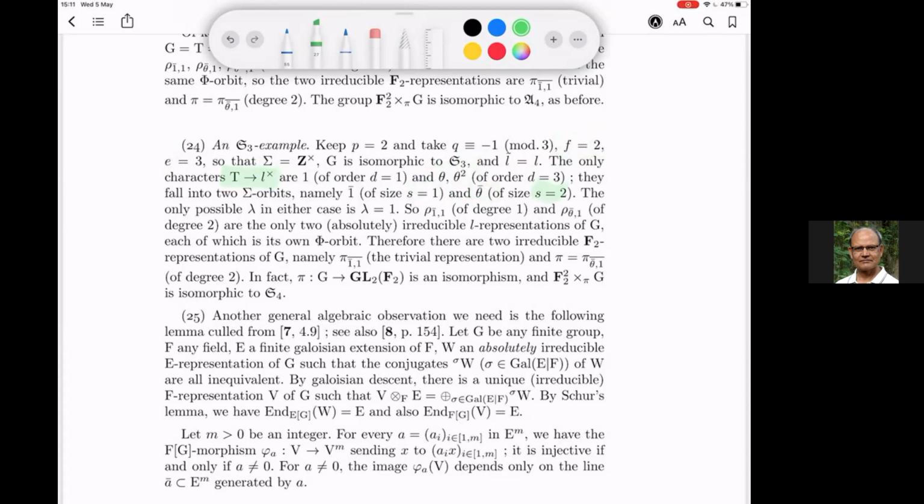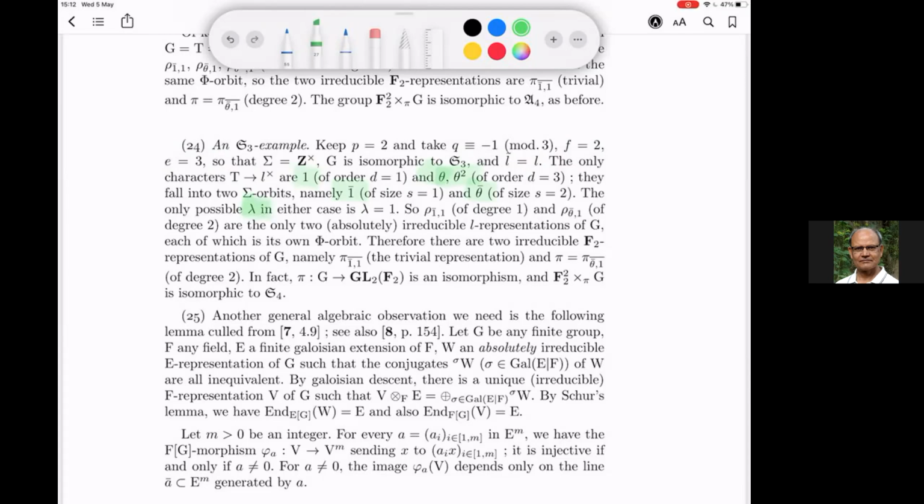Okay, so now these lambdas, remember we were looking at pairs consisting of chi bar, comma, lambda. So we have determined these possible chi bars. We have determined the possible chi's. They are 1, theta, theta squared. And then we have determined the possible chi bars. They are 1 bar and theta bar. They are just 2 orbits. And now we have to see what are the possible lambdas, excuse me.